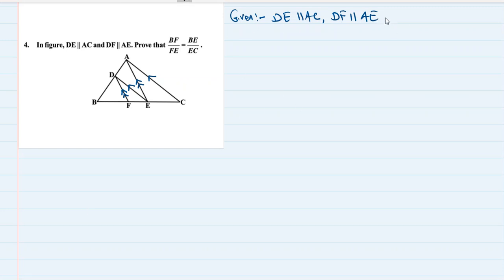Okay, so what is to be proved? To prove, we have to prove BF upon FE is equal to BE upon EC. See, BF upon FE is over here, BE upon EC is over here. So you might be thinking how to prove this. But this is really interesting. If you pay attention, I'm just going to show you how to prove it. Proof.